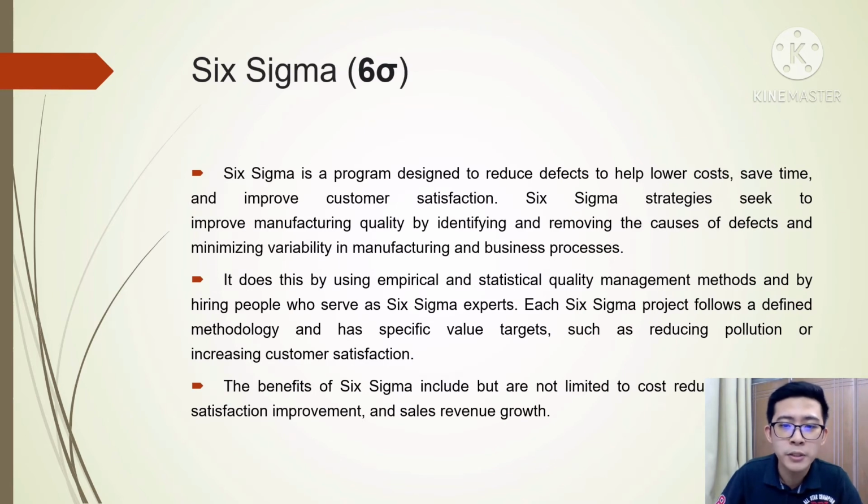Six Sigma is a program designed to reduce defects to help lower costs, save time, and improve customer satisfaction. Six Sigma strategies seek to improve manufacturing quality by identifying and removing the causes of defects and minimizing variability in manufacturing and business processes. It does this by using empirical and statistical quality management methods and by hiring people who serve as Six Sigma experts. Each Six Sigma project follows a defined methodology and has a specific value target, such as reducing pollution or increasing customer satisfaction. The benefits of Six Sigma include, but are not limited to, cost reductions, customer satisfaction improvement, and sales revenue growth.